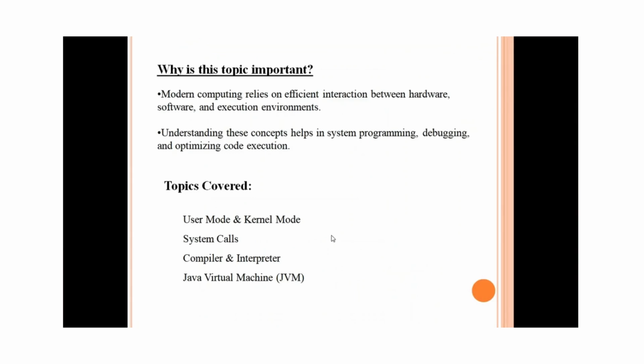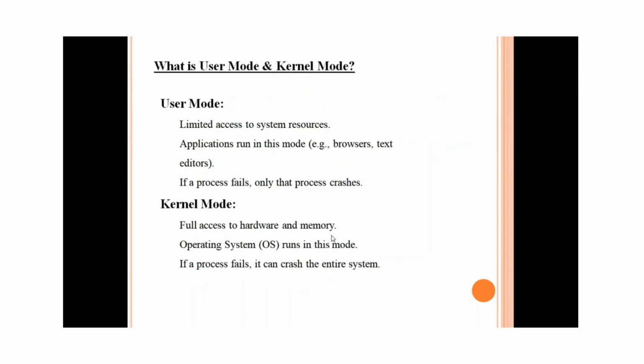And let us discuss our main topics and what topics are to be covered. First, why is this topic important? Nowadays, technology and computation depend upon various hardware and software executions, and for that we need major concepts of programming, debugging, and code optimization. Today, we are going to discuss user mode and kernel mode, system calls, compiler and interpreter, and Java virtual machine. First, let's discuss user mode and kernel mode.